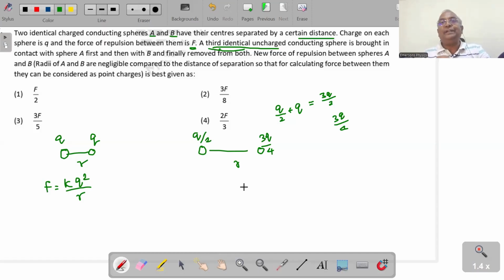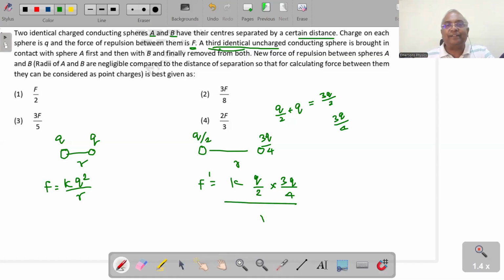Now the force of repulsion between the spheres A and B. Radii of A are negligible. We have to take them as point charges. Okay. What is the force between these two charges? Let us take it as F dash, which will be equal to K into Q/2 into 3Q/4 by R squared. No wrong in it. So what is the balance? 3/8 is the ratio. The remaining part is the original force. The new force will be 3/8 of F.